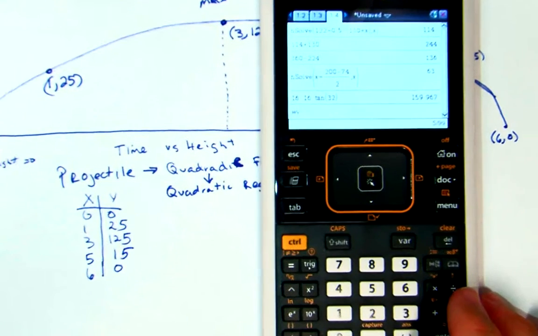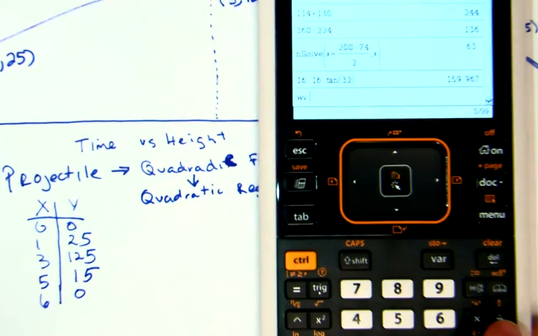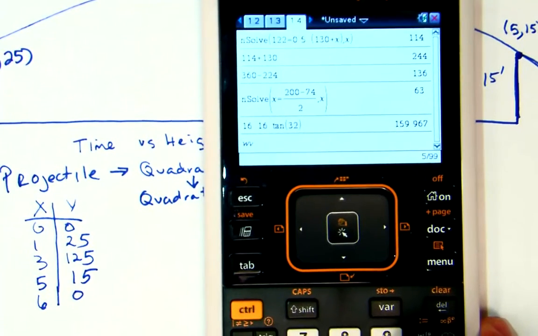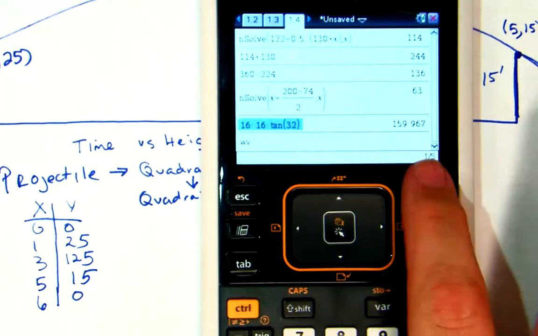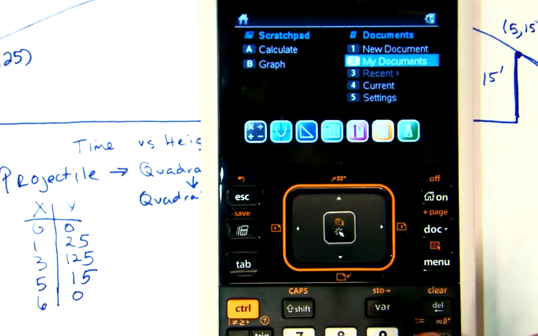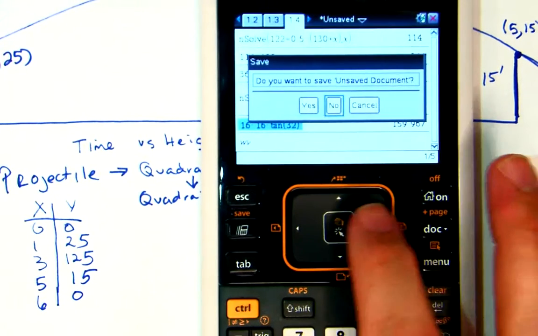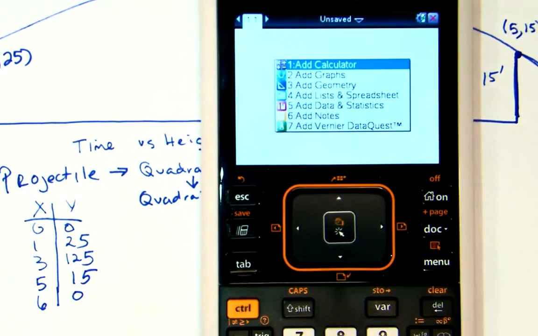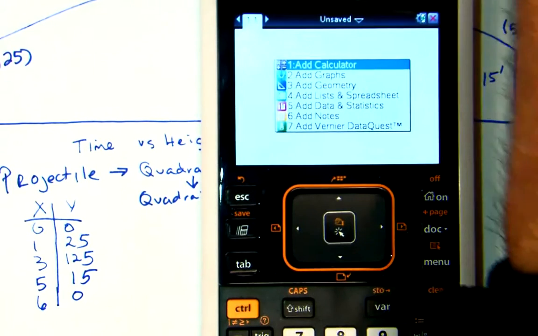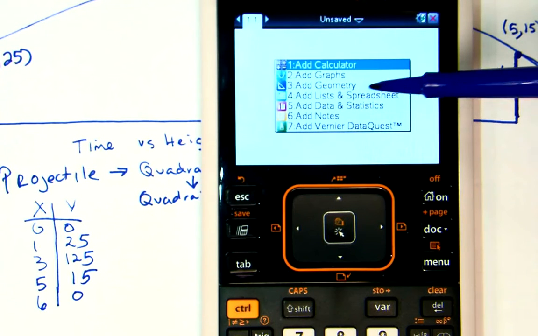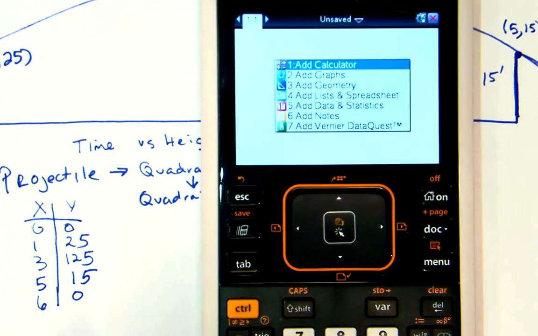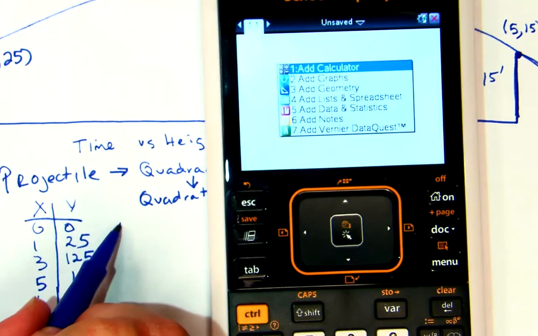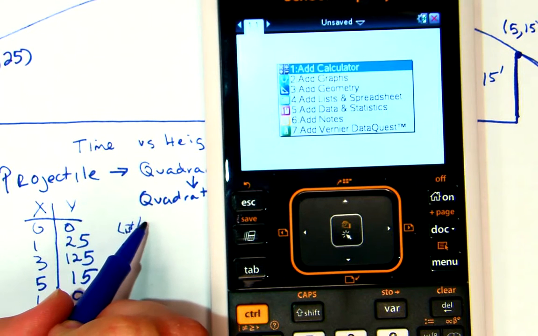So why don't we just ignore that and say, all right, our calculator does a wonderful job of doing it. So what we want to do is hit the home key, which is right here, and hit 1, create a new document. I do not want to save any other documents. This gets rid of everything. For regression, we are going to use lists and spreadsheets because lists and spreadsheets are where we input data. So we're going to use a list and spreadsheet.